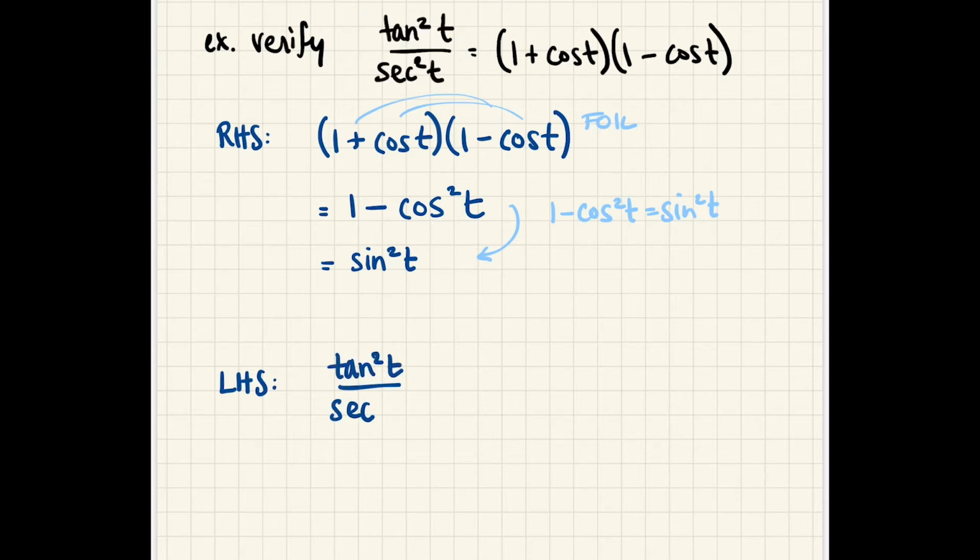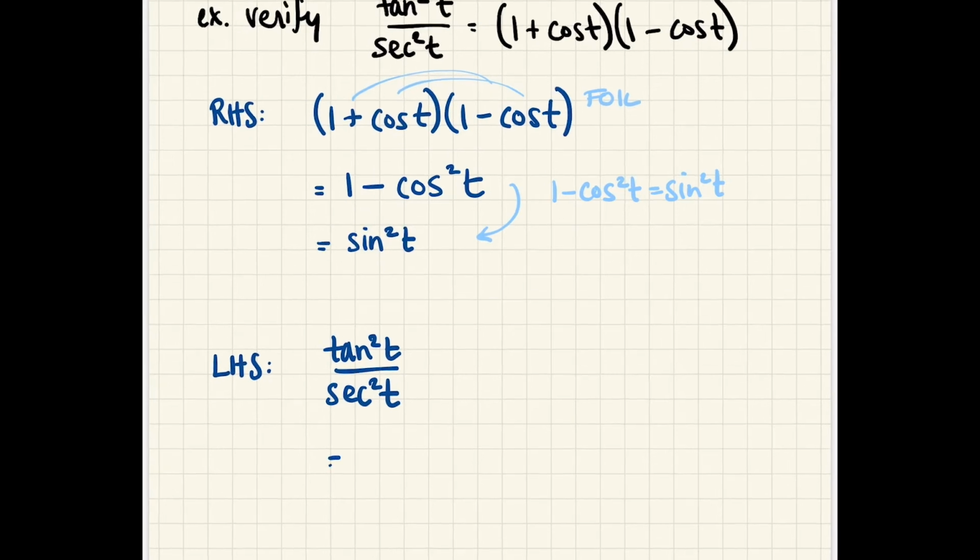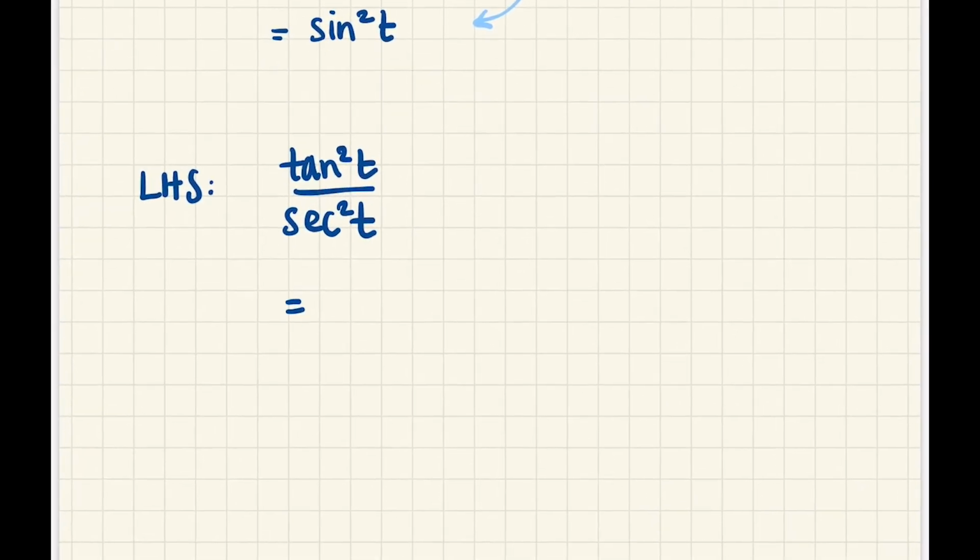And we're going to follow our nose with the left-hand side. And we're going to hope that we arrive at sine squared of t. And if we do, then we can deduce that the two sides are equal because they both simplified to the same simple expression. Okay, so what can we do with tangent squared over secant squared?